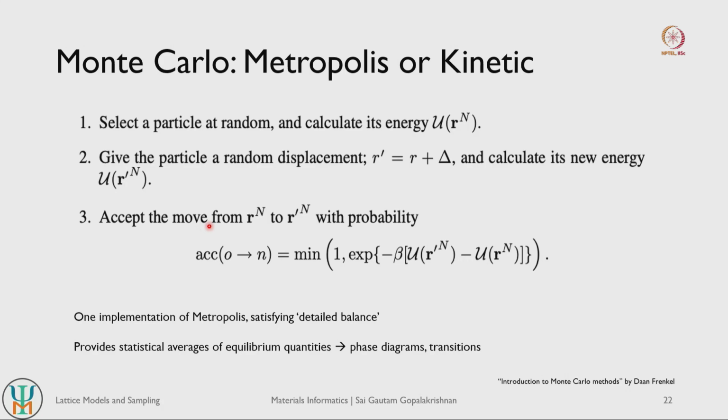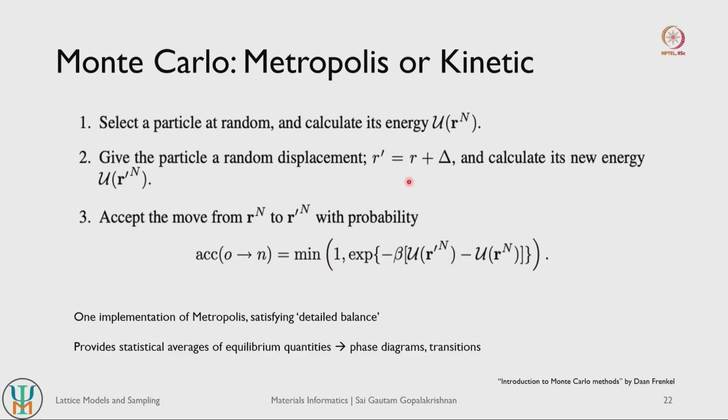You then accept this move with some probability, right, and this probability is something that you can mathematically define. Depending on which quantity you are tracking, if it is energies, we typically take this minimum function here. So if this displacement is downhill in nature, so let us say you go from r to r prime here and that causes a decrease in energy of your system, then you accept this move with a probability of 1.